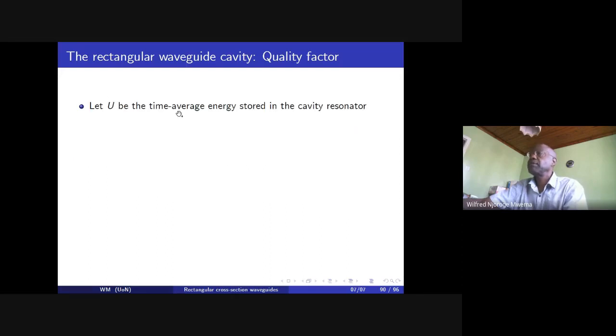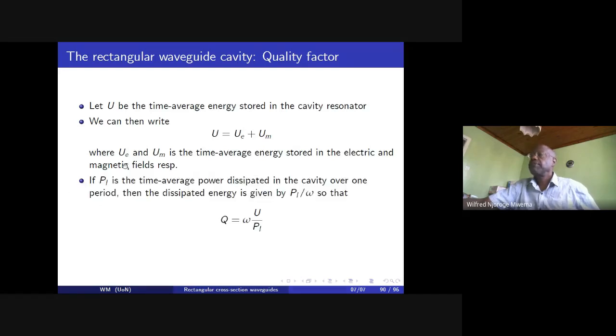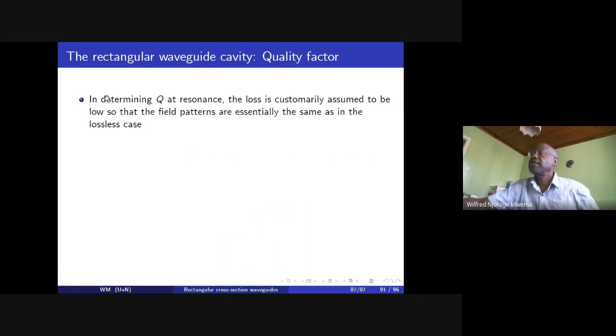Let U be the time average energy stored in the cavity. U is given by the sum of the energy stored in the electric field and the energy stored in the magnetic field. If PL is the time average power dissipated in the cavity, then the energy dissipated over one period is PL divided by ω, so that Q is given by ωU over PL. In determining Q at resonance, the loss is customarily assumed to be low, so that the field patterns are essentially the same as in the lossless case.